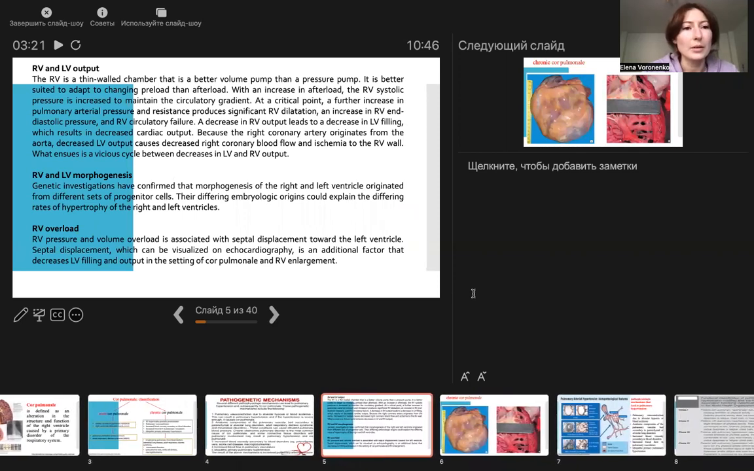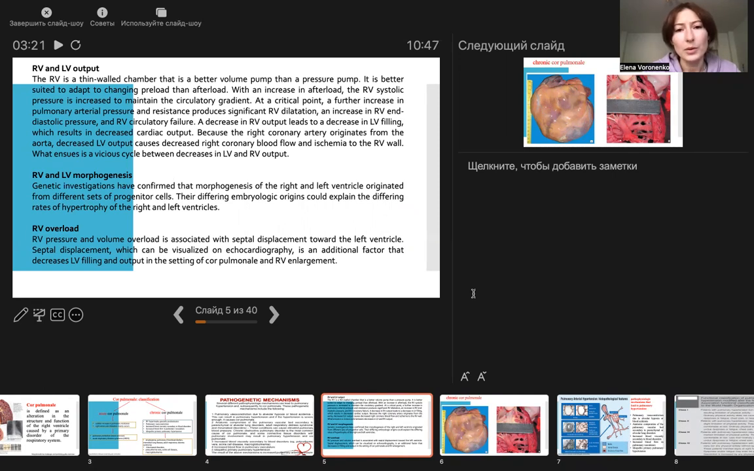Right and left ventricle output. The right ventricle is a thin-walled chamber that is a better volume pump than a pressure pump. It's better suited to adapt to changing preloads and afterloads. With an increase in afterload, right ventricle systolic pressure is increased to maintain the circulatory gradient.